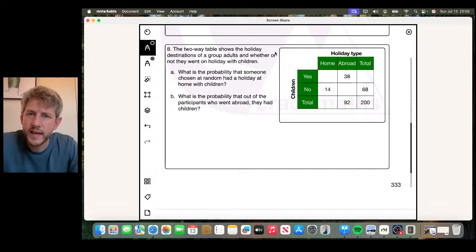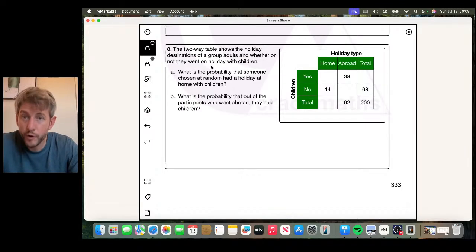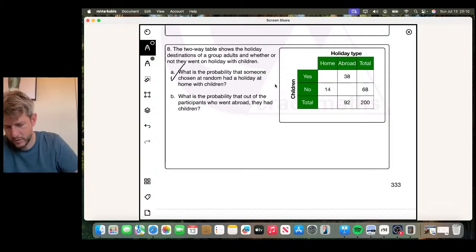8. The two-way table shows the holiday destinations of a group of adults and whether or not they went on holiday with children. A. What is the probability that someone chosen at random had a holiday at home with children? Okay, that's fine. Okay, we need to fill it out to solve that. What is the probability that out of the participants who went abroad, they had children? Okay, that's a problem. We can do that one already. In fact, that's what I need to do.